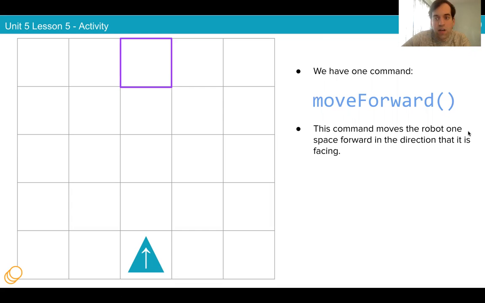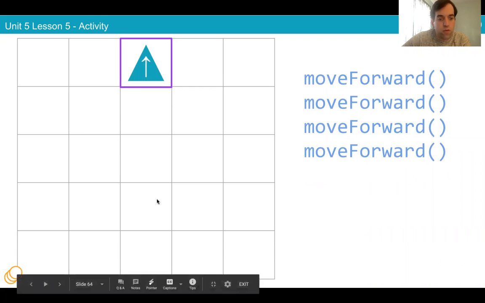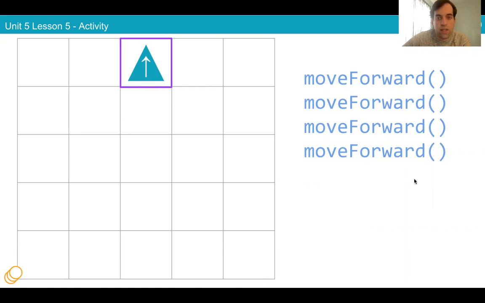And if we have a command called move forward, it moves it forward one square or one space in that direction. This is a way that we can learn some concepts with coding. We're going to use it for loops today. So let's say that we had move forward, move forward, move forward, move forward. As you can see, the robot moved forward 4 times to get to the spot where it is now. So that's what that code does.